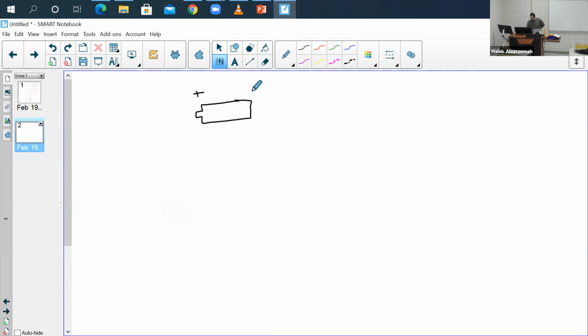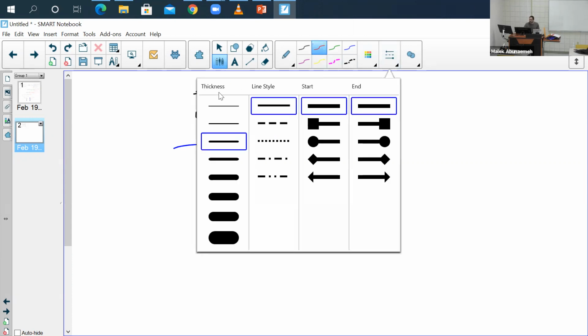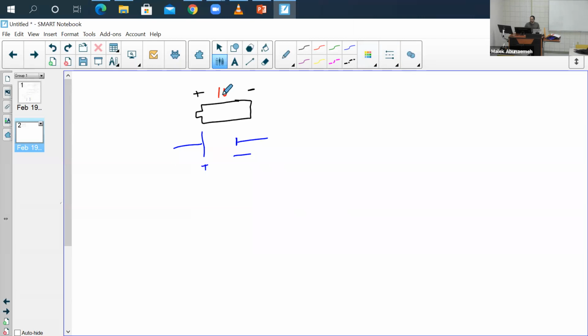That's your positive, that's your negative side. So drawing a battery, the longer line is always the positive and the shorter line is always the negative. So let's say it's a 16 volt battery. So that's how you draw it.